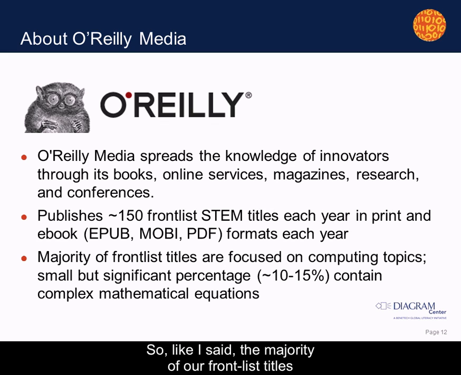Like I said, the majority of our frontlist titles are focused on computing topics, but over the years, an increasing and now a small but still pretty significant percentage, around 10 to 15% of our titles, contain a significant number of complex mathematical equations. We publish a lot of titles in our big data space, and we publish a lot of titles that talk about algorithms and such, which lend themselves to equations. So there's a lot of statistics in many of our books. So we definitely have the challenge of integrating production of math equations into our workflows for both print and ebook output, and also to the web.